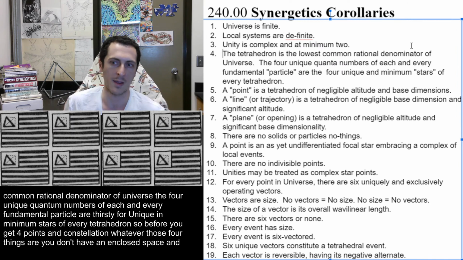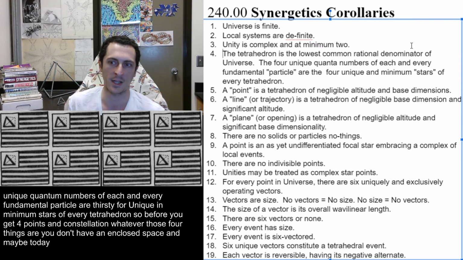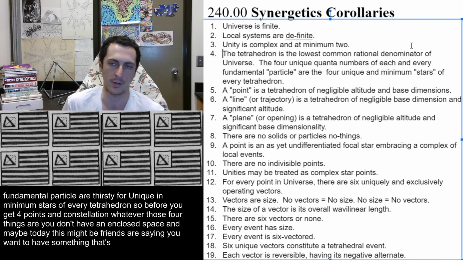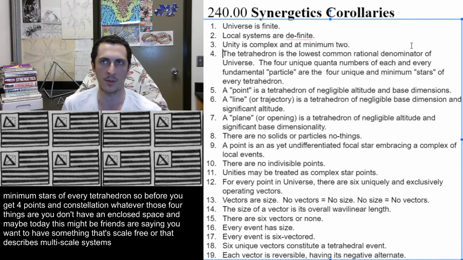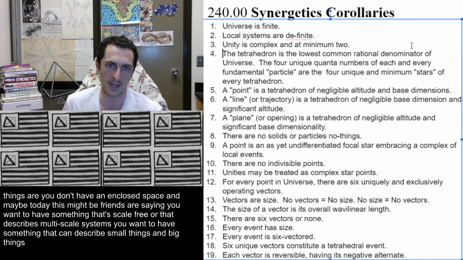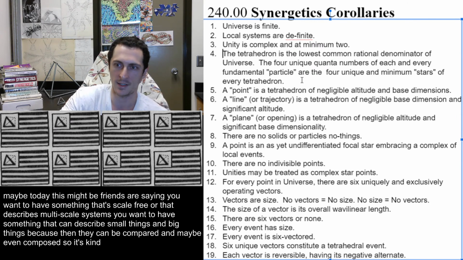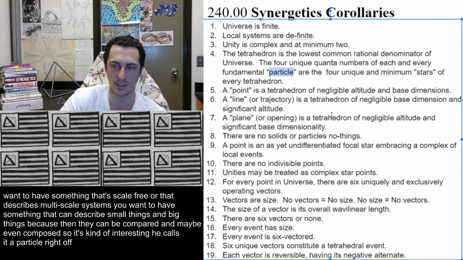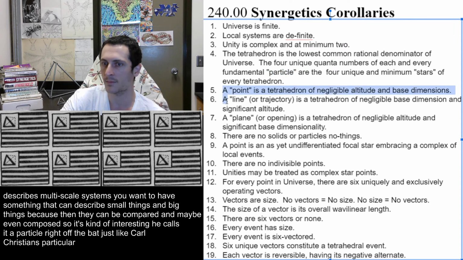And maybe today this might be framed as saying you want to have something that's scale free, or that describes multi-scale systems. You want to have something that can describe small things and big things, because then they can be compared and maybe even composed. So it's kind of interesting. He calls it a particle right off the bat, just like Carl Friston's particular physics, which is a fourfold distinction.